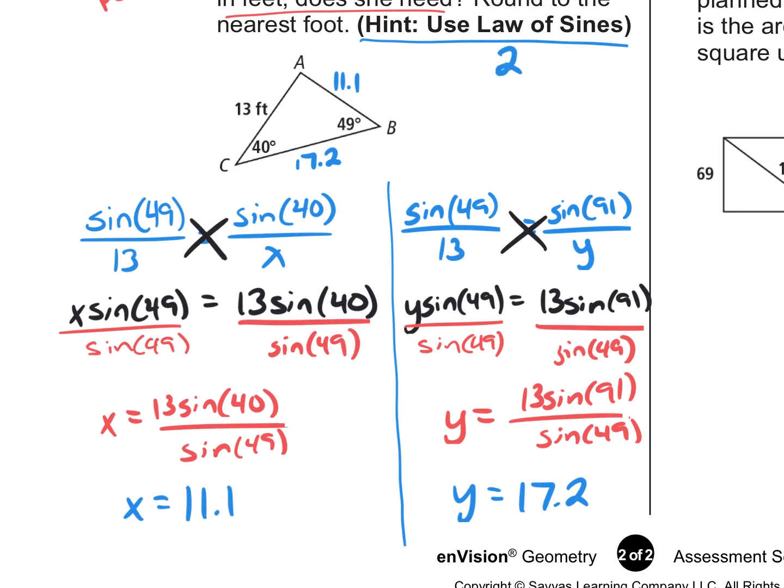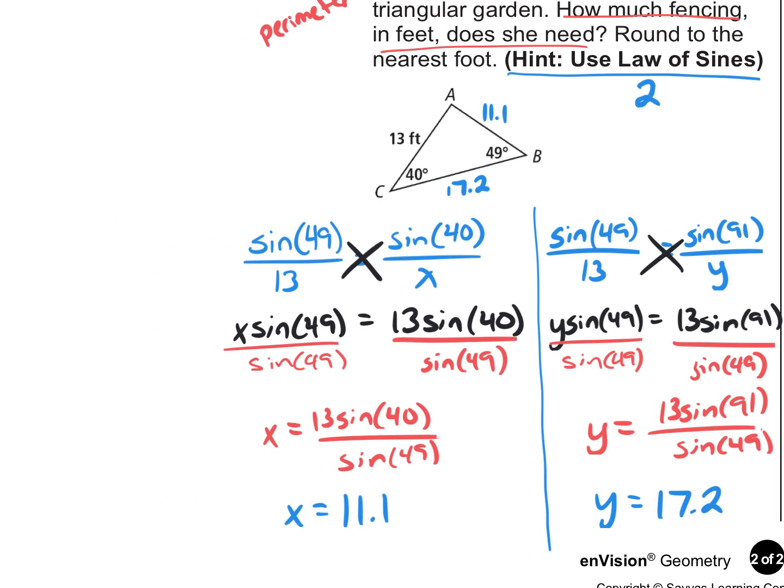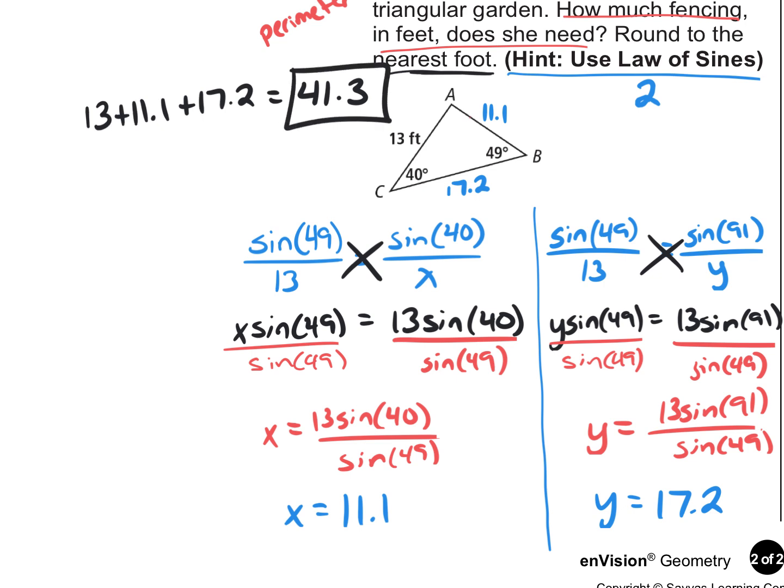Okay, we're super close. How do I find the perimeter of that triangle? Add up all the sides. So if I come over here, we have 13 plus 11.1 plus 17.2. What does that give you? See, 41.3. And I did change the directions to the nearest tenth, so you're not getting confused. Okay, so this one you get 41.3. I will not be picky on labeling, so you don't have to worry about labeling it feet.